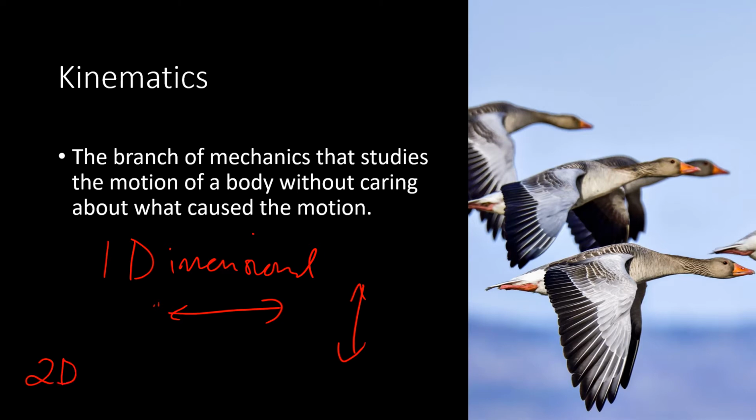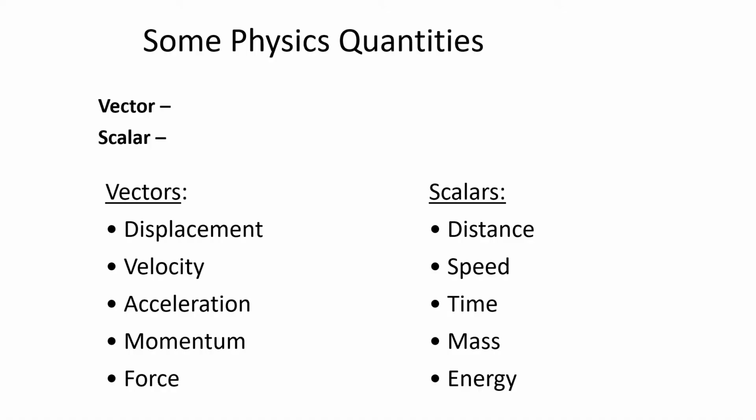Two-dimensional, however, takes into account both an x-axis and a y-axis. It takes both of those into account when you're looking at it. So some physics quantities you should be aware of are the terms scalar and vector. We talked about this in class.